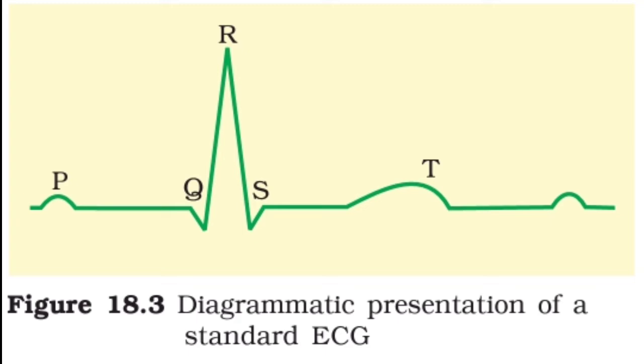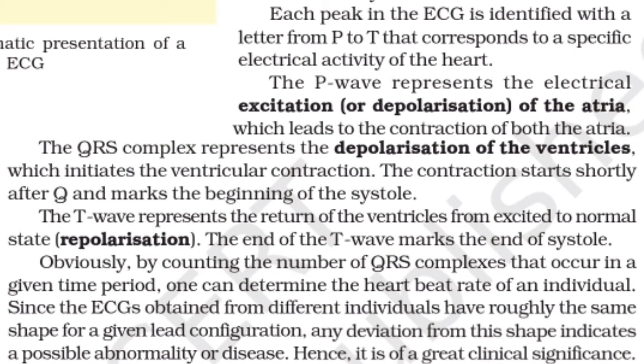This is P, Q, R, S and this is T. Each peak in the ECG is identified with a letter from P to T that corresponds to a specific electrical activity of the heart. The P wave represents the electrical excitation or depolarization of the atria, which leads to the contraction of both atria. The QRS complex represents the depolarization of the ventricles, which initiates the ventricular contraction.